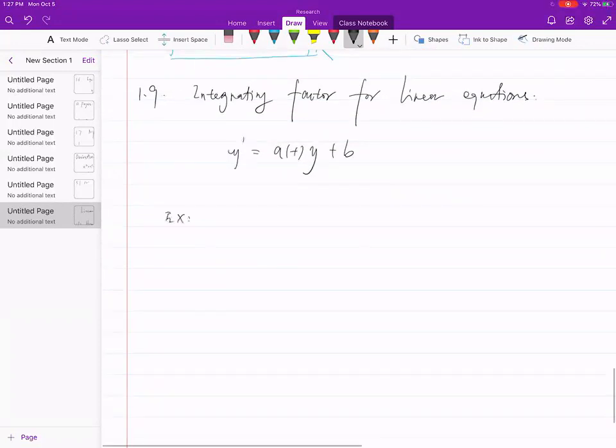Example. y prime equals negative 2 over t times y plus t minus 1.